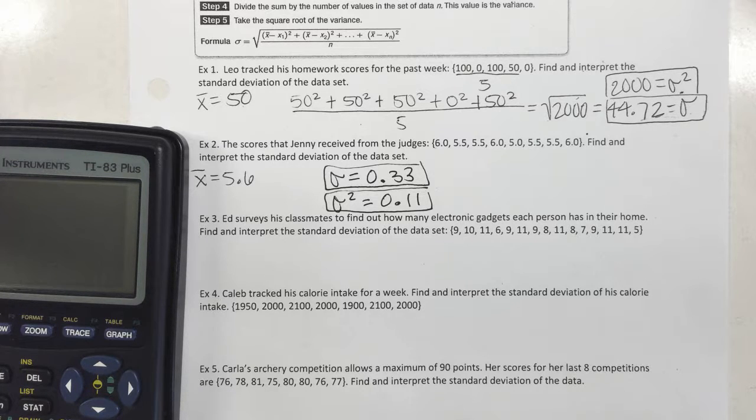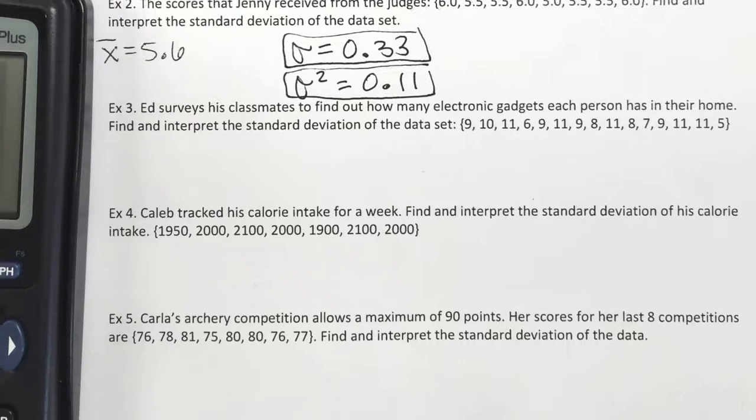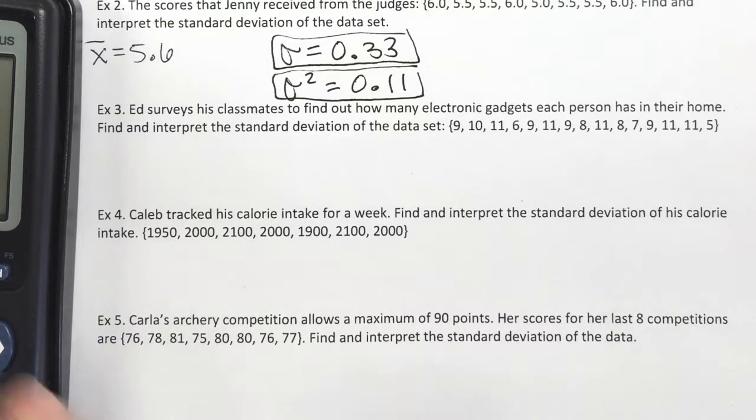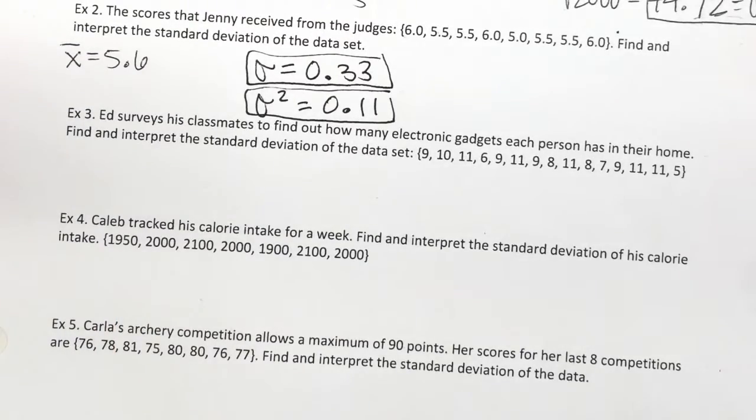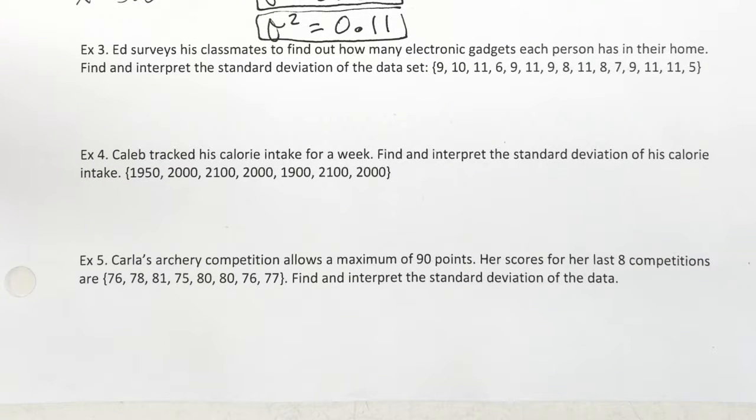Levi, if you'll read example 3 for me. You don't have to read the numbers. Ed surveys his classmates to find out how many electronic gadgets each person has in their home. Find and interpret the standard deviation of the data. Okay. Go ahead and find the mean on your own first, and then we'll compare our answers. Actually, just raise your hand, and I'll give somebody a piece of candy if they can tell me.